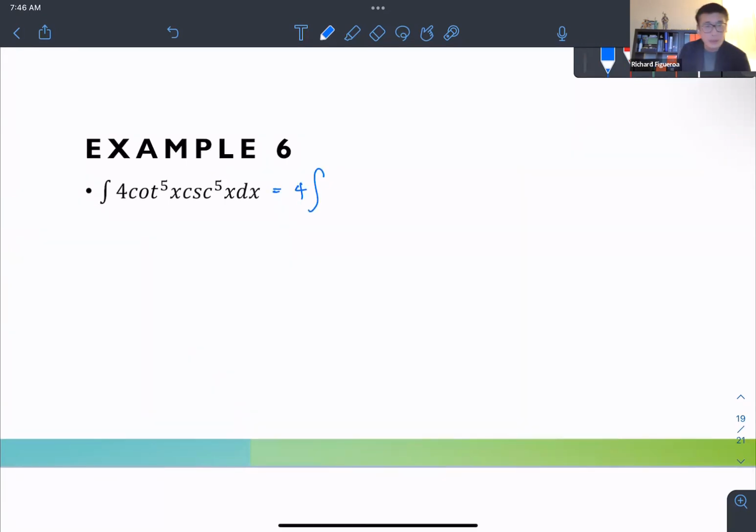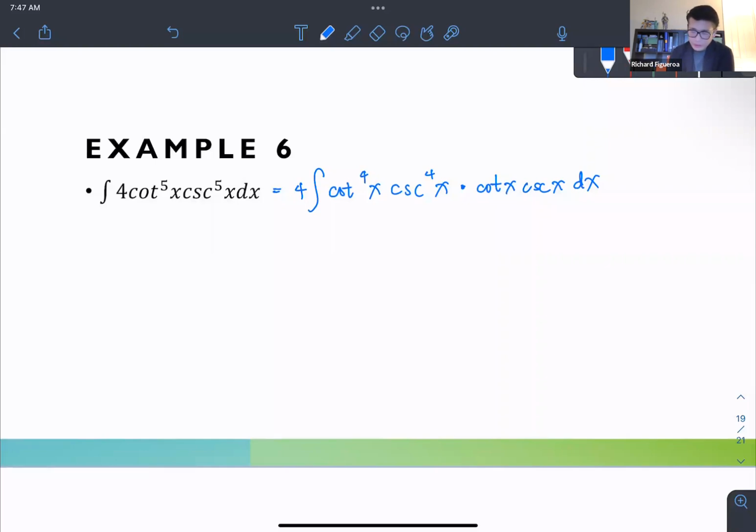Then we subtract 1 from cotangent. So cotangent to the 4th x. And then I'll subtract 1 as well from cosecant. So to the 4th x din ito. So yung matitira dito would be the cotangent x and the cosecant x dx. So remember, meron tayong integral for cosecant cotangent, di ba? Which is negative cosecant.